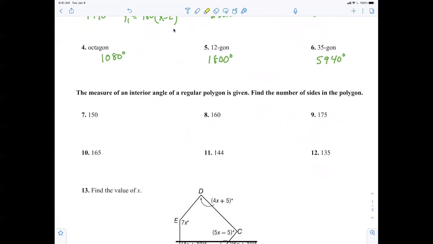Now, someone please tell me what a regular polygon means. All the angles are the same. Yes, all the angles and all the sides are the same. Kind of like a square. A square is considered a regular polygon.